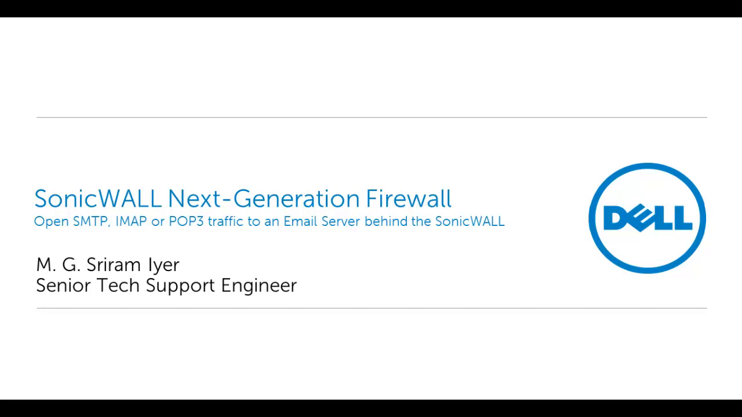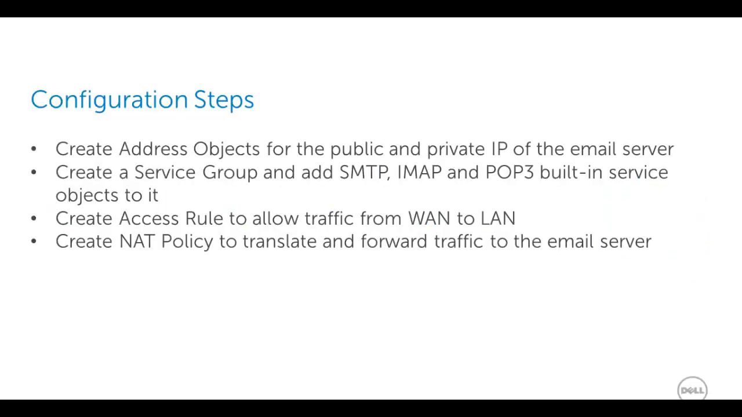In this video, I'm going to show you how to open SMTP, IMAP, and POP3 ports in the SonicWALL Next-Gen Firewall. To open these ports, the configuration steps are: create address objects for the public and private IP of the email server, create a service group and add SMTP, IMAP, and POP3 built-in service objects to it. Create access rule to allow traffic from WAN to LAN. Create NAT policy to translate and forward traffic to the email server.